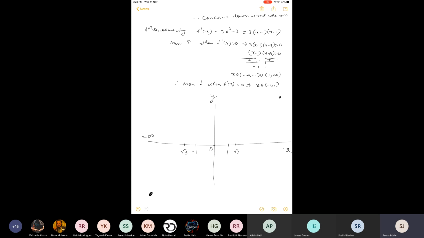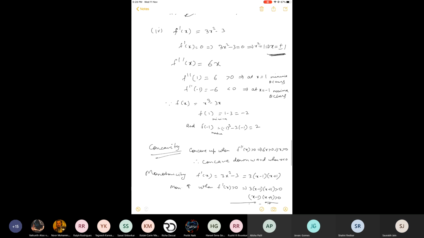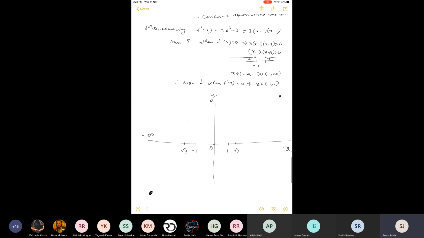We have to be careful about so many things: concavity, increasing, decreasing, maxima, minima, right? And roots as well. Let us locate the roots. So the graph will cut the x-axis here, then at 0, then at root 3. These three are the roots.